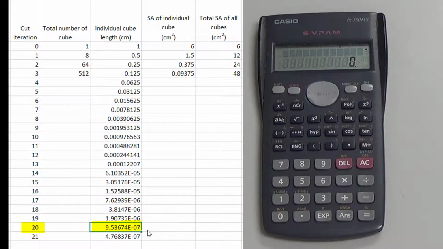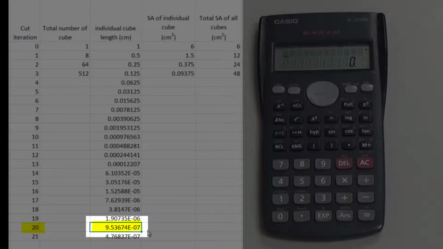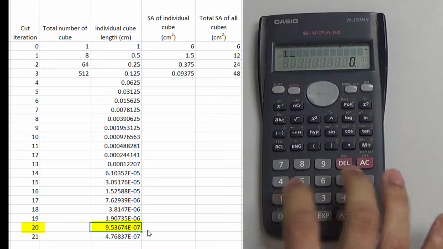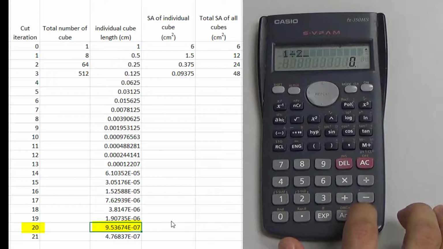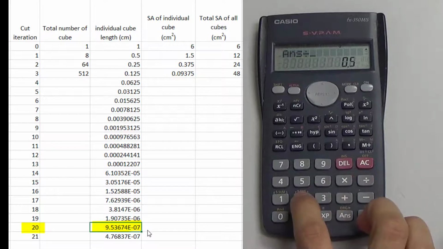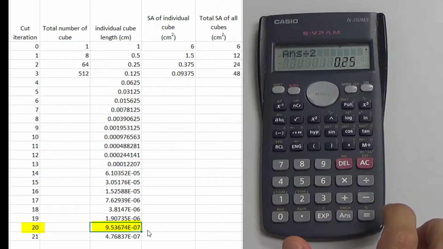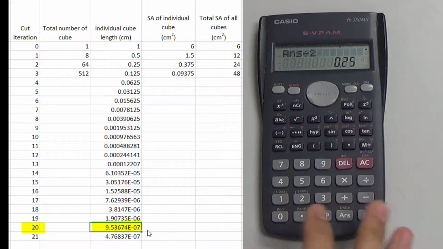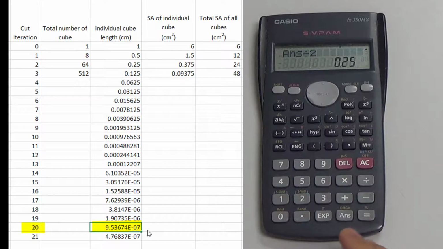That is with Excel. What if you are in the exam hall and you have only your calculator? It is still simple to calculate so long as you know what you are aiming for. Here you are aiming for 10 to the power of negative 7. So what you do is take 1 centimeter, divide by 2, you get 0.5. Divide the answer again by 2, you get 0.25. By doing that, the calculator already stores the formula for you.